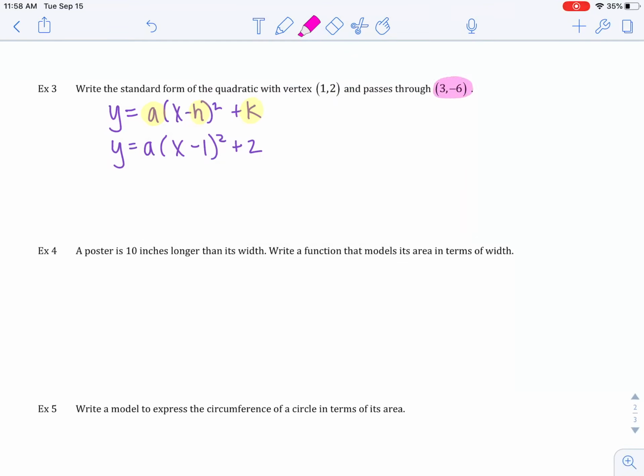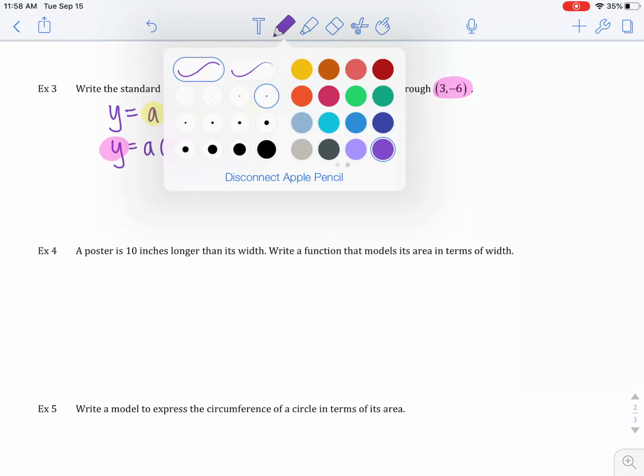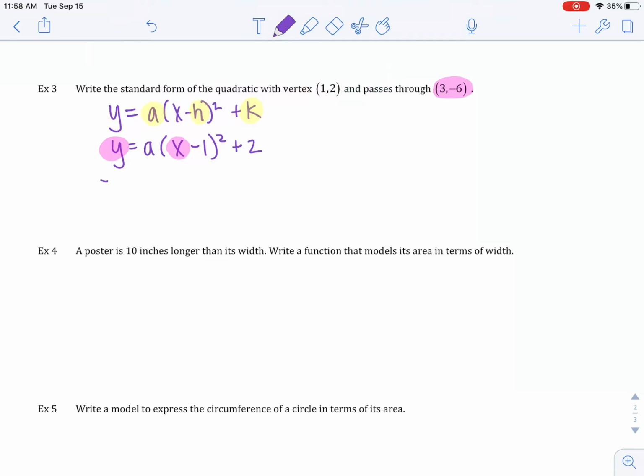So what am I going to do to figure out a? I have too many unknowns. Well, why not use that 3 and plug it in for the x spot, and use that -6 and plug it into the y spot? So -6 equals a times (3 minus 1) squared plus 2.